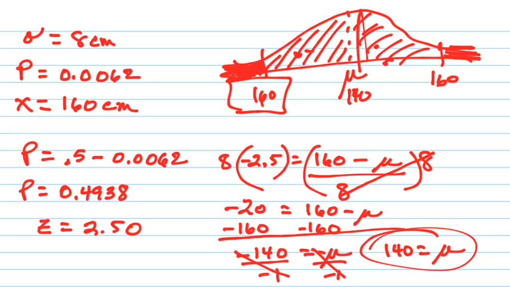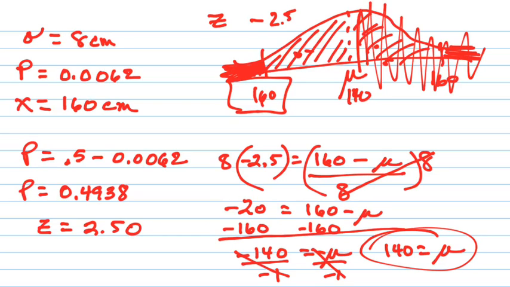So, we're not dealing with this side. We're dealing with left, so that means it's a negative. This side is the negative side. So therefore it should be negative 20. So we're 2.5 below the mean.